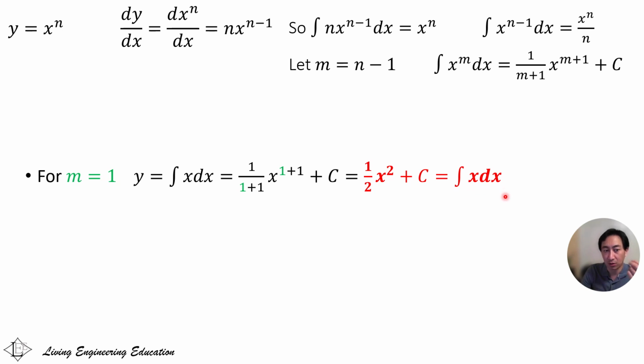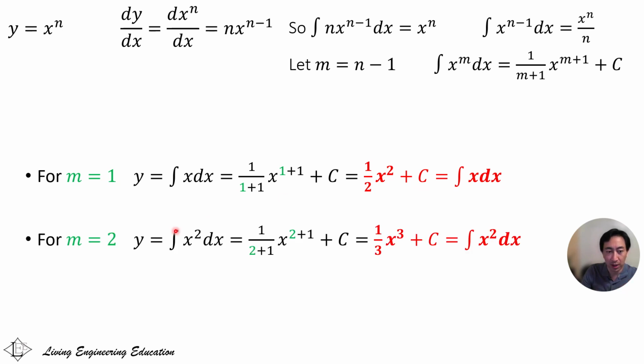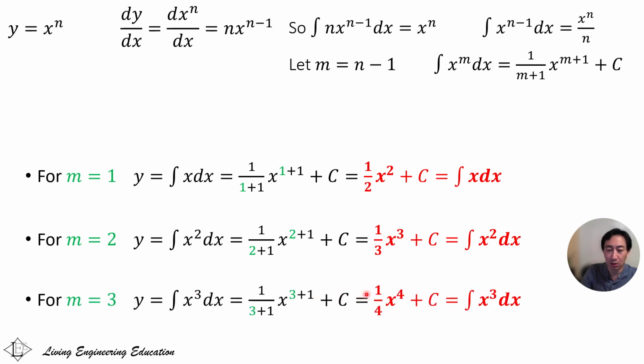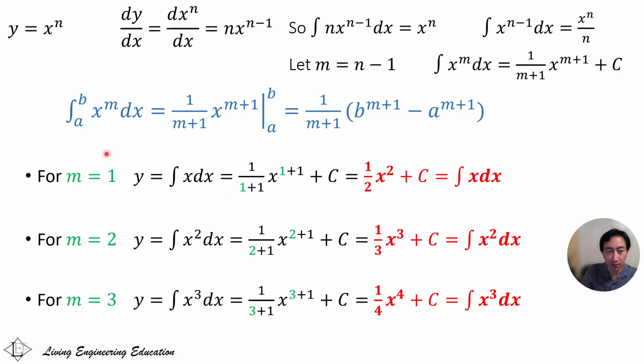See if you can figure this out for m equals 2 and m equals 3. All right, so m equals 2, this is the integral of x squared. I get 1 over 2 plus 1, or 1/3, x to 2 plus 1, or x cubed. So the integral of x squared is 1/3 x cubed. And for m equals 3, you get 1/4 x to the 4th. So you see a pattern, right? So very simple, straightforward. We can put different constants in front of this, and that'll just get pulled out in front here. And we could also do this for definite integrals, right?